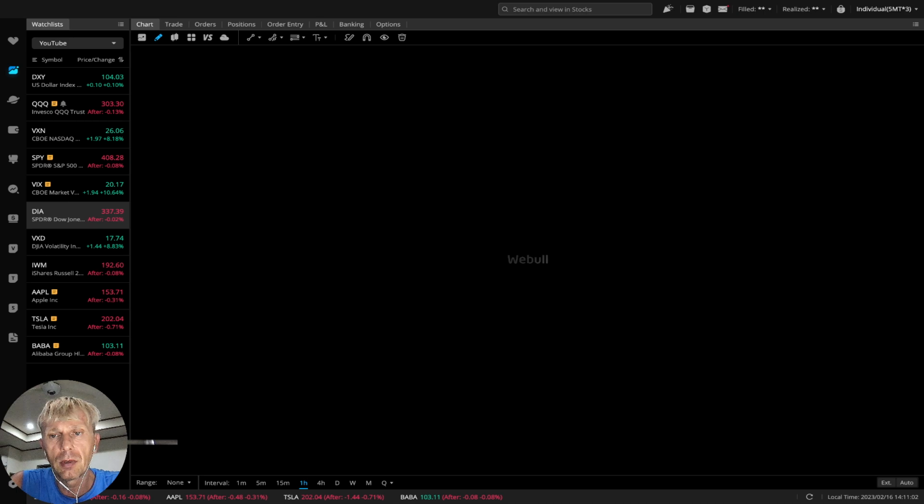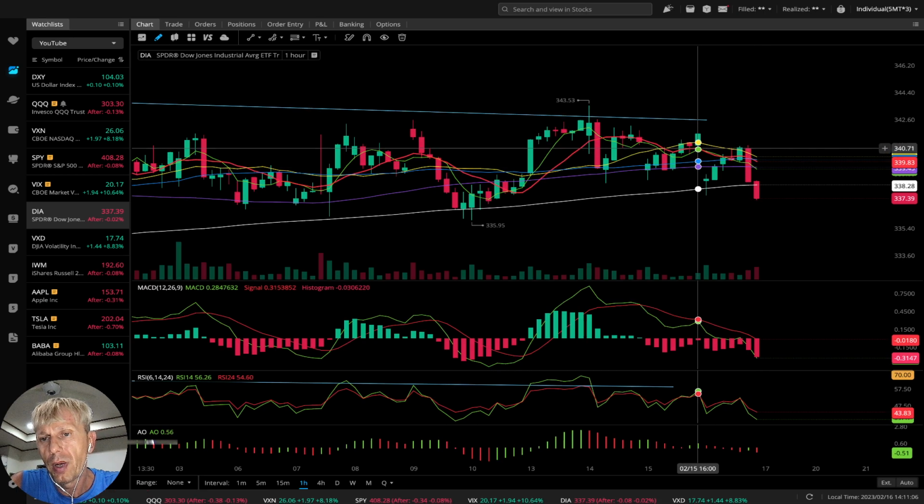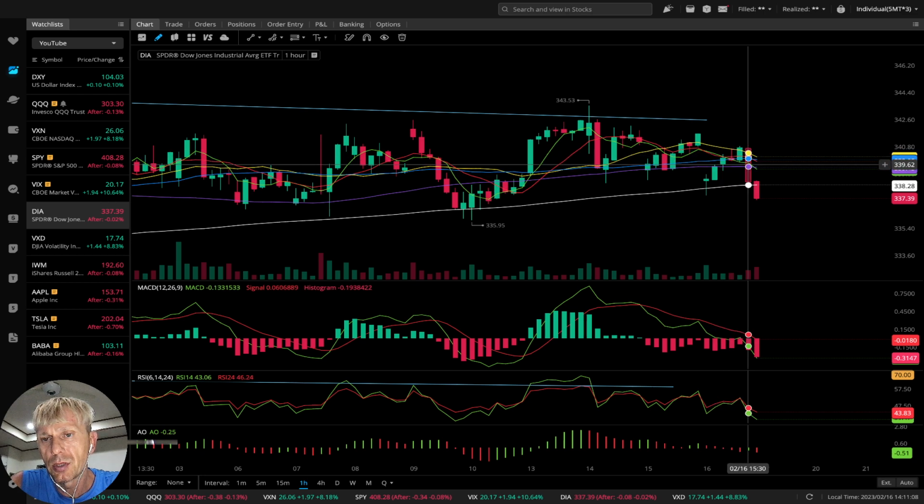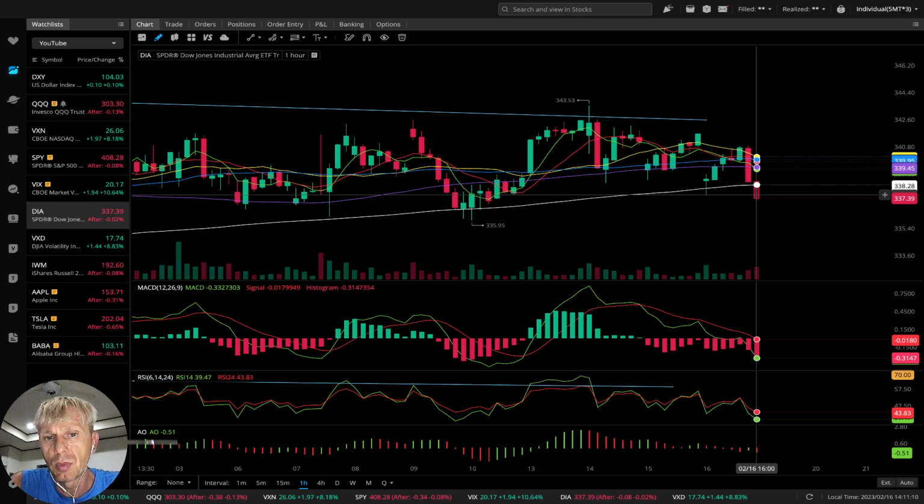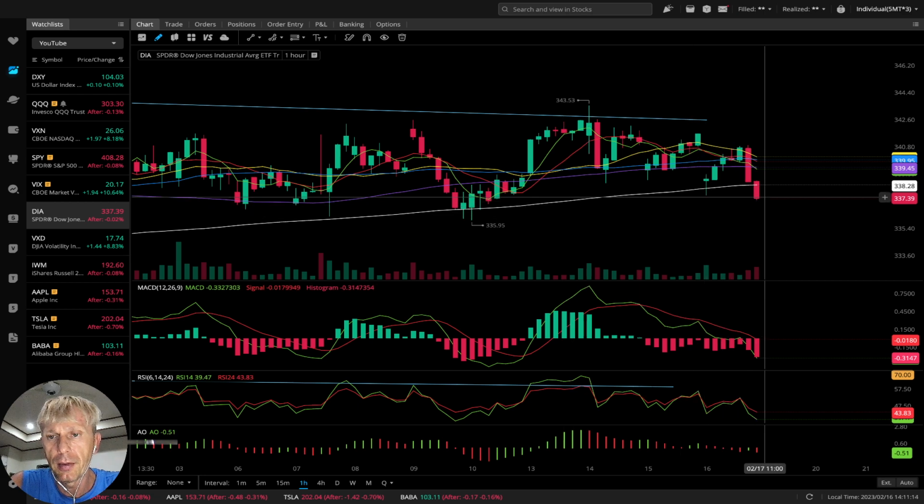Let's move to 1 hour. For Dow, the same, right? Bearish crossover, all moving averages did bearish crossover, last bar closed below MA200. It is bearish trend.